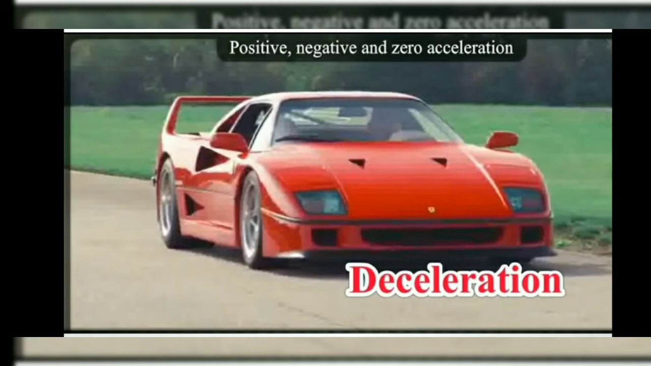So if the velocity of the object does not change with time, it has zero acceleration. So when does an object have zero acceleration? If the velocity of the object does not change with time, it is said to have zero acceleration. Okay, children? If the velocity of an object does not change with time, it is said to have zero acceleration.